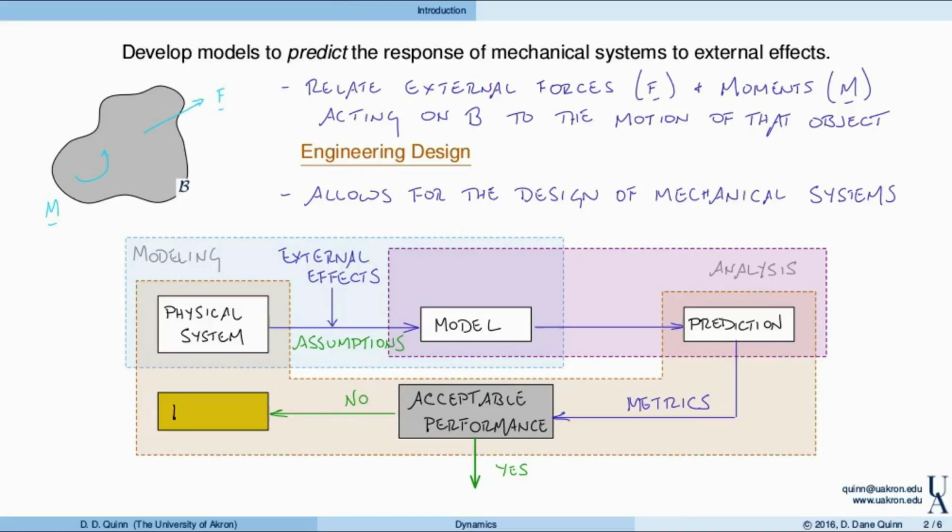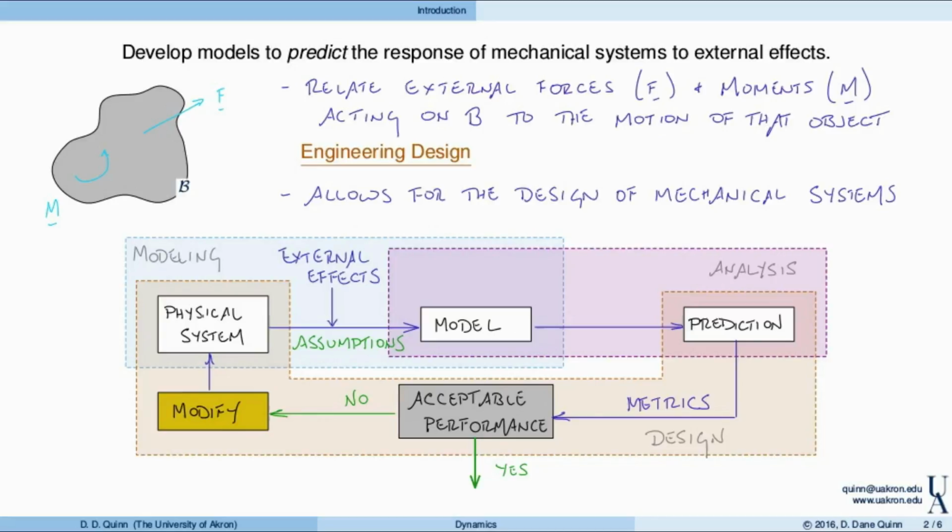And this is where the design aspect comes in, because now we must modify the physical system. So we make these modifications, and we run through this process again. So this last orange box is where the design comes in. So we take the predicted response, we evaluate the performance, and then if the performance is not good enough, we make modifications, and we go back and redesign the physical system. And then we step through this process again.